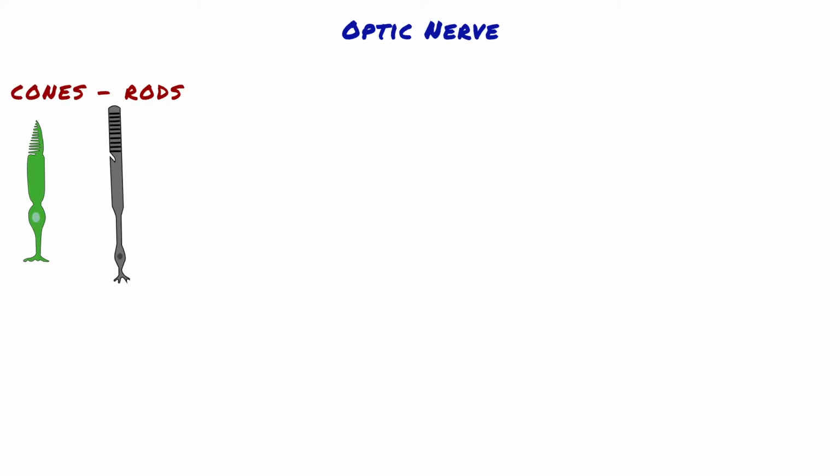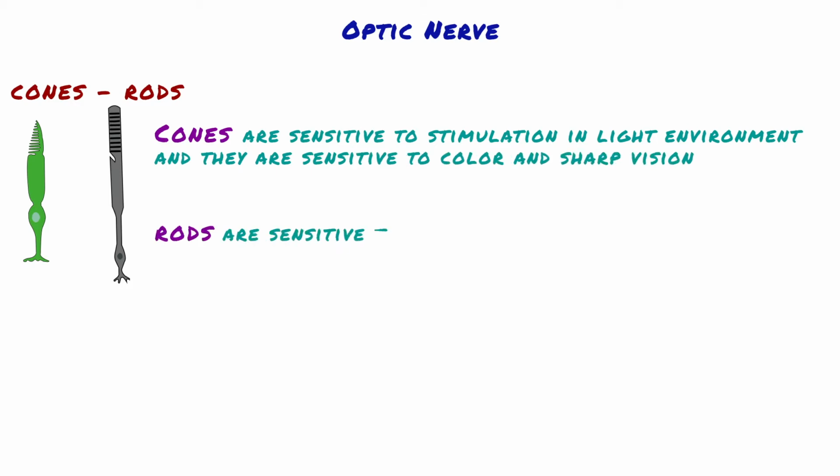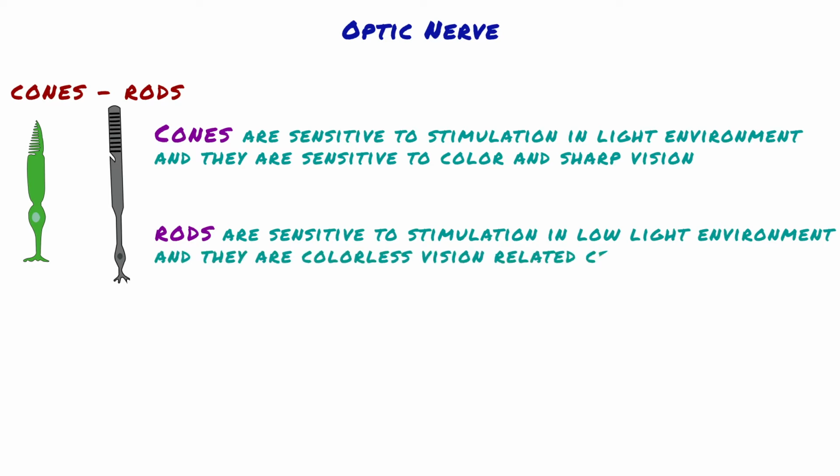There are two types of photoreceptor cells sensitive to light stimulation: cones and rods in the retina layer of the eye. Cones are sensitive to stimulation in light environment, and they are sensitive to color and sharp vision. And rods are sensitive to stimulation in low light environment, and they're colorless vision-related cells.